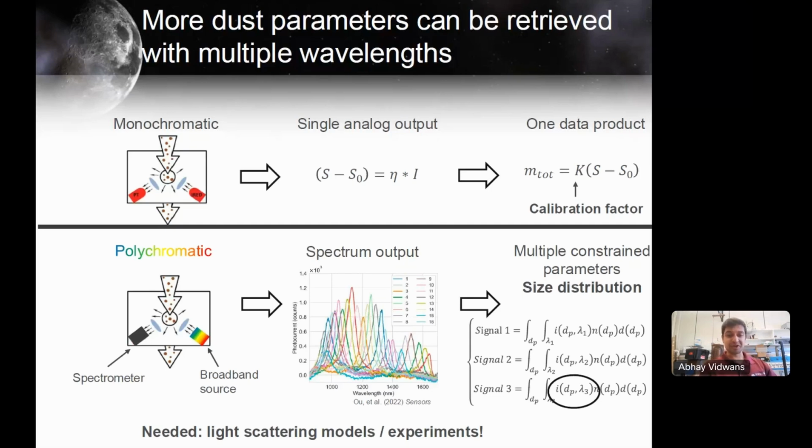Now, while this seems relatively simple, this function I of dp, lambda inside that equation is highly complex, and I'm happy to see a lot of discussions here in this conference about light scattering and optical behavior of lunar dust particles. And as we know, it's a very complex process because of the irregular size and shape and composition of lunar dust particles. So this highlights the need for progress in light scattering models as well as laboratory experiments.